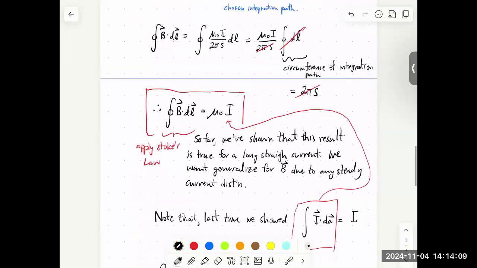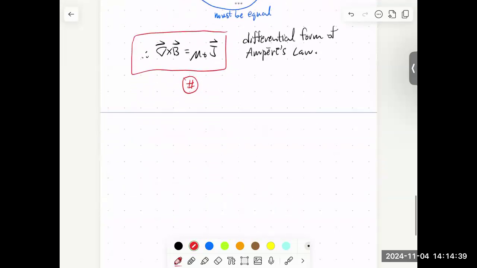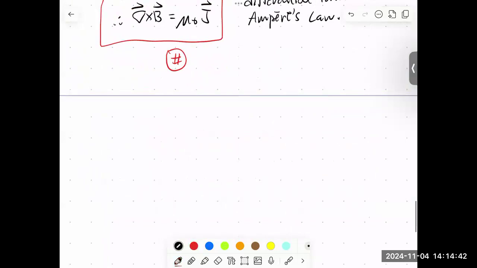All right, and then this one will be the integral form of Ampere's law. So what we'll actually do is show that this equation is generally true. And if this one is true, then the integral form is definitely true, because that's just a Stokes' law conversion. All right, so let's see if we can do it.